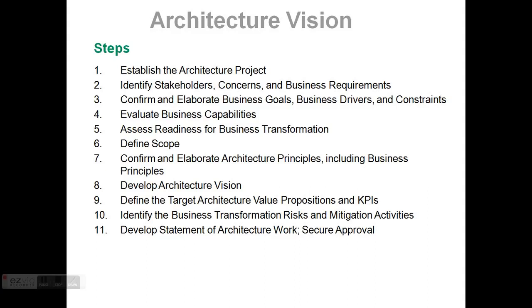Number 8 is about developing architectural vision itself. Based on the stakeholder concerns, business capability requirements, and scope and constraints and principles, create a high-level view of the baseline and target architecture. The architecture vision typically covers the breadth of scope identified for the project at the high level. Informal techniques are often employed to do that.